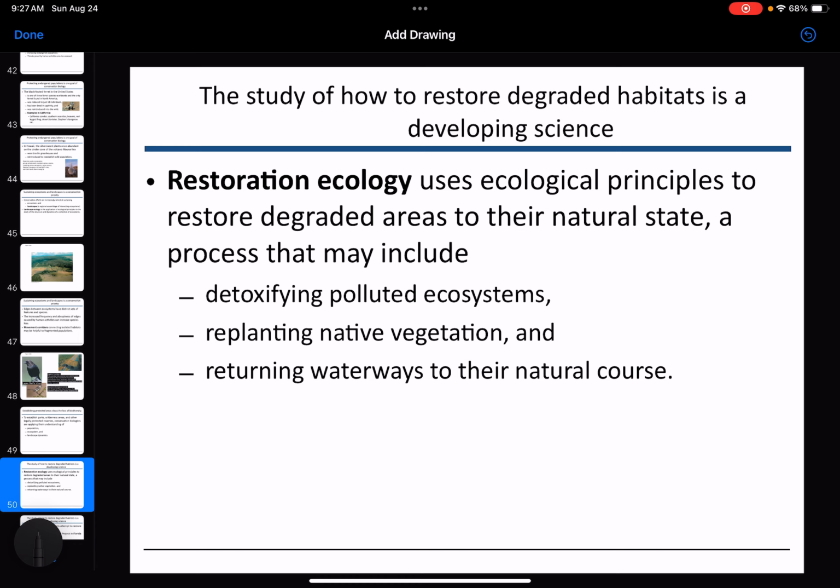So once we understand population ecology and ecosystems, we can use those ecological principles to then implement some sort of restoration effort. And when we do that, that's restoration ecology. And that could mean detoxifying pollutants in that area, right? That could mean, for example, a pollutant could be just salts, just a high concentration of salts.